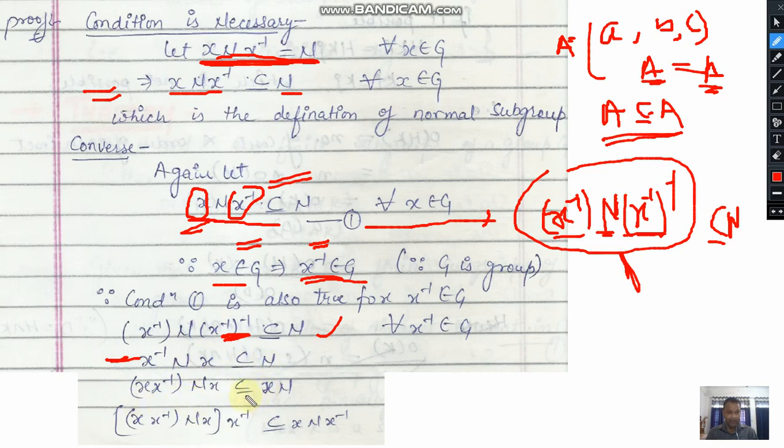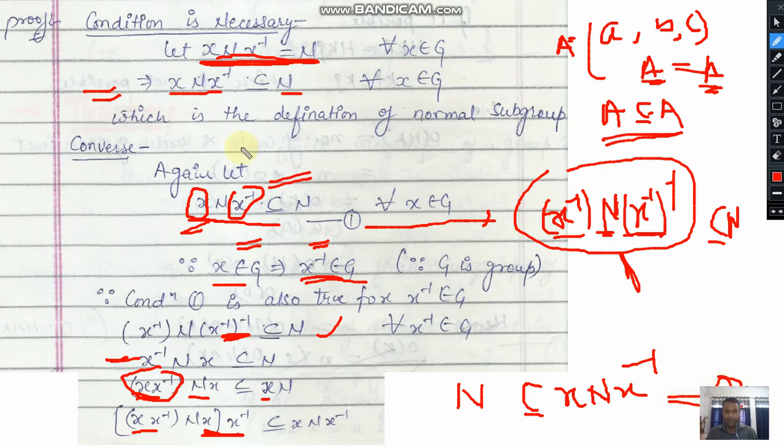On simplifying, it will be written in this manner. Now I am multiplying both sides with the element x. So this will be the identity. And again I am multiplying both sides by x inverse. So this is the identity, and here we will apply the associative property. This will be the identity. So this N will be a subset of xNx inverse. This is our equation number 2.